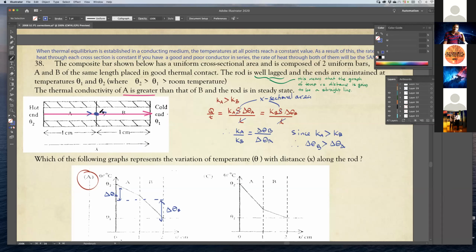Let me say it over. I want to make the first point clear. When thermal equilibrium is set up, the temperature of this point reaches a steady value. How can the temperature here reach a steady value? Heat is still flowing. Here is hot, here is cold, heat will be flowing down the system. The only way this could reach a steady value is if the amount of heat arriving here is exactly equal to the amount of heat leaving. Any time you add heat to this point, the temperature will rise.